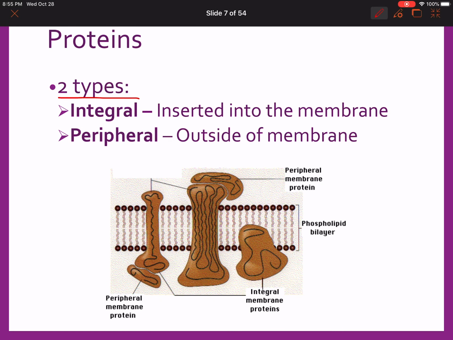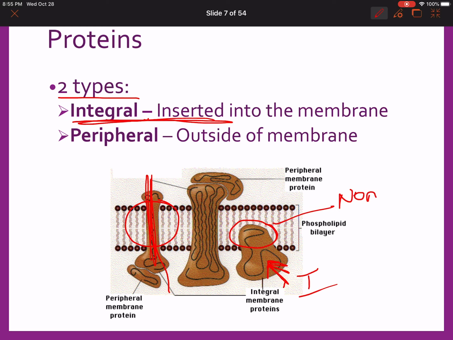Proteins also come in 2 types. Integral. Integral are inserted, either partially inserted, like this guy, okay, or completely, fully inserted, going a whole way across, like that guy. So I don't care if it's partially in or the whole way in and all the way through. Both of these are integral proteins, okay? They have to have a non-polar region to go into the oily tails.